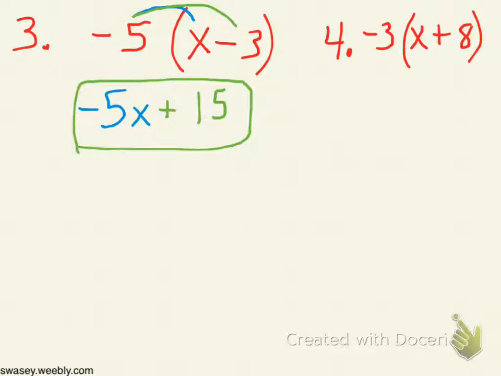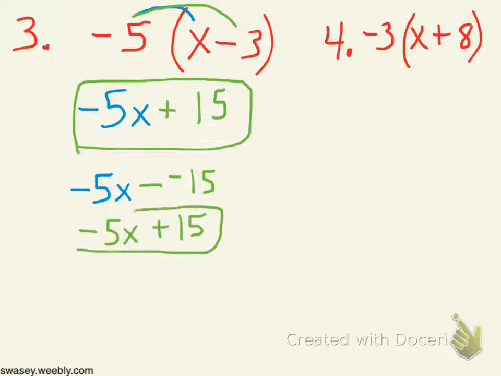Just to show you a little bit longer way of doing it, you could have written it this way: negative 5 times x, negative 5x. And then if you didn't think about the subtraction, you just wrote that down. And then you did negative 5 times positive 3, you would have a negative 15 here. And then we would need to take another step to clean it up. When you see minus a negative, it's plus a positive. So notice we get the same answer if you take that extra step there.